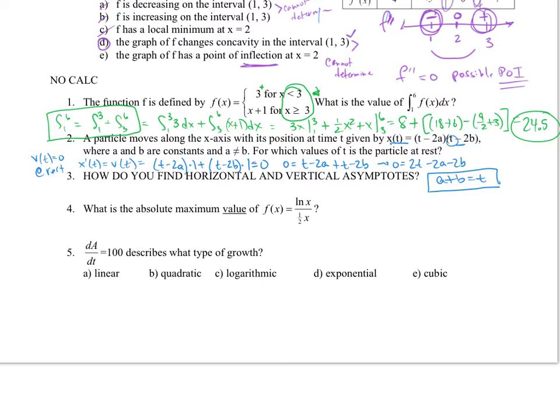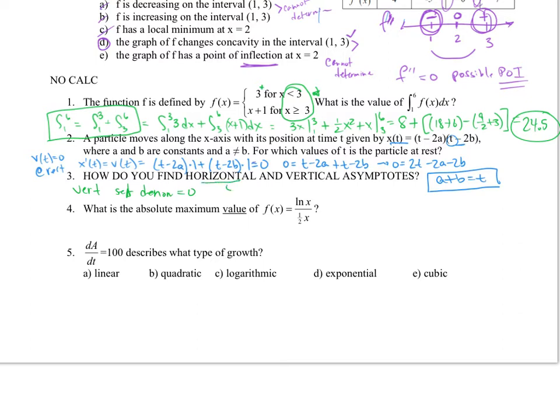Now, here is a review. How do you find vertical asymptotes and horizontal asymptotes? Well, for vertical asymptotes, we're going to go ahead and set the denominator equal to 0. So we set the bottom equal to 0.